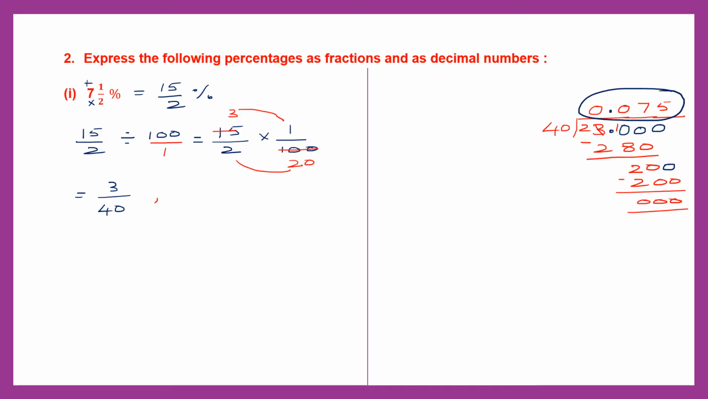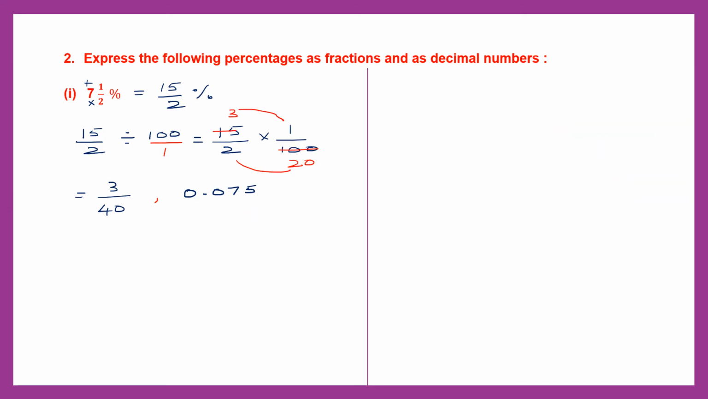So what have I got here? I've got 0.075. So I have expressed 7 1 by 2 as a fraction. The fraction is 3 by 40. As a decimal number, it is 0.075. So my question says I need to have two answers. One should be a fraction form and the other should be in the decimal form. So I have both the answers. So this will be our answer to this question.